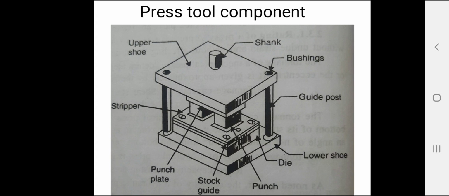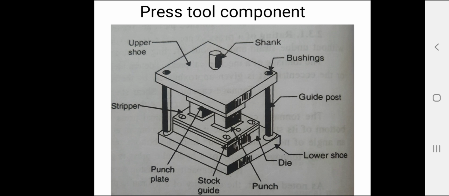So working components are those which participate in the shaping of parts. So dies, punches and their sections are working components. Then structural components serve for joining the working components to one another and to the press. So upper shoe, that is punch holder, and lower shoe, that is die holder, and shanks are structural components.